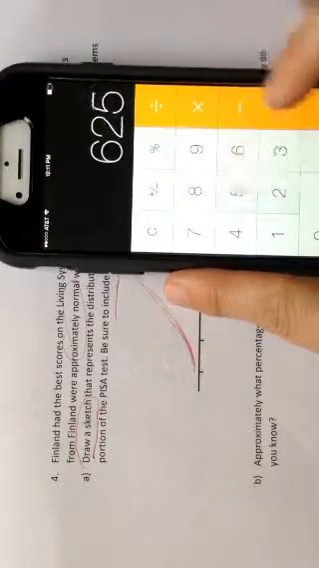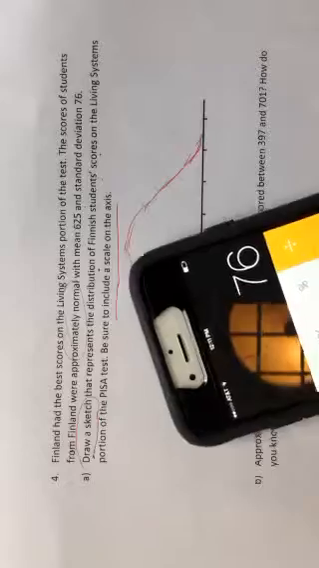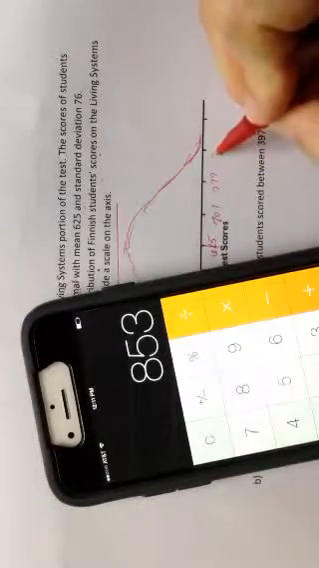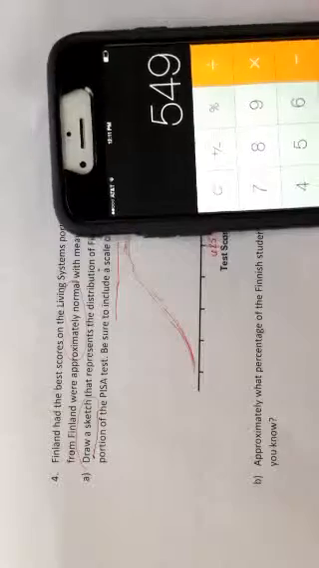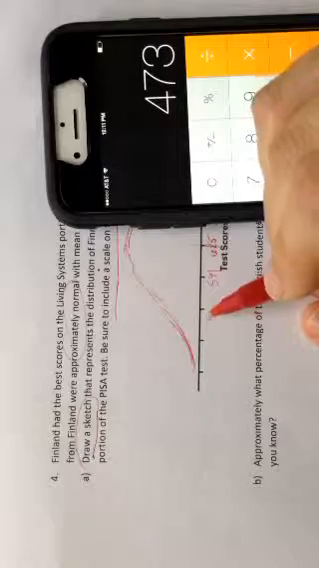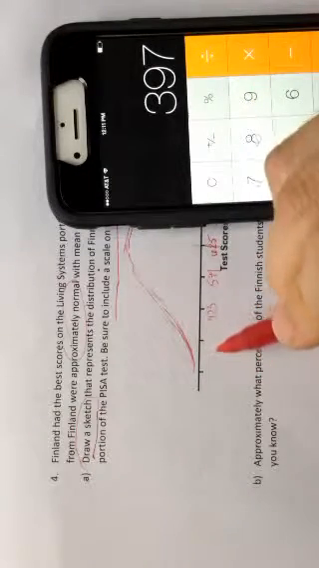So I'm just going to use my calculator to go ahead and do that for me. Easier that way. So 625 plus 76, 701. Do it again, 777. Do it again, 853. And now go back down the other way, 625 minus 76, 549, 473, 397. Okay, so I've finished A.